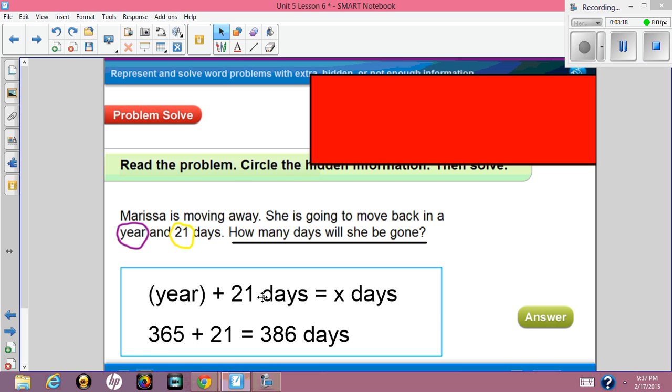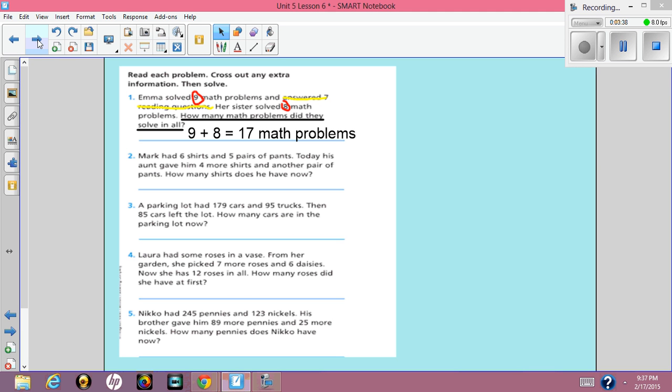A year plus 21 days equals X days. 365 days are in a year plus 21 equals 386 days. Let's see if our answer is correct. Okay. I hope you're getting the swing of this or idea of this. Now there's another step here. It says read each problem, cross out any extra information, then solve.